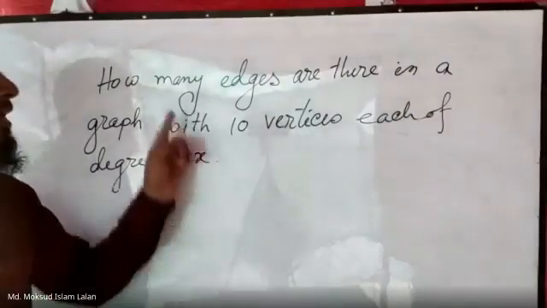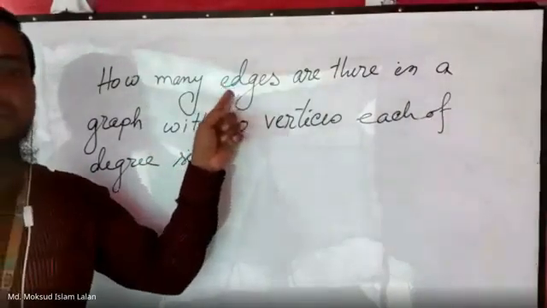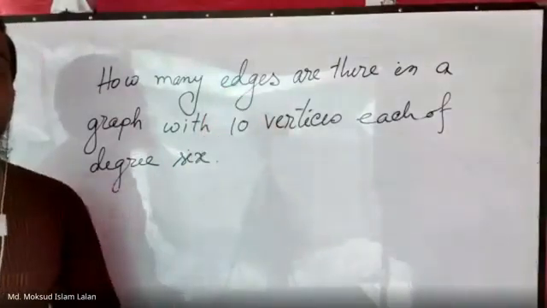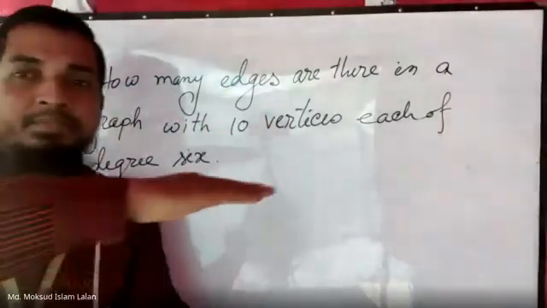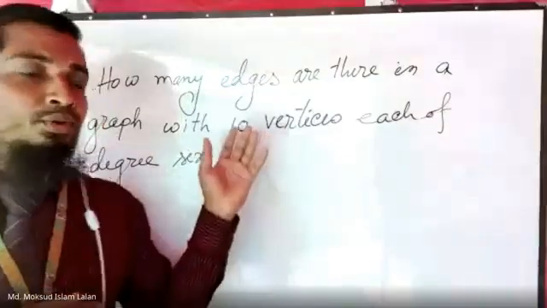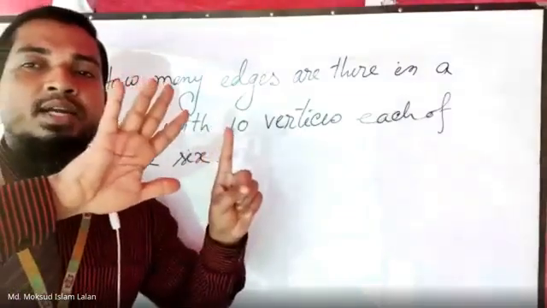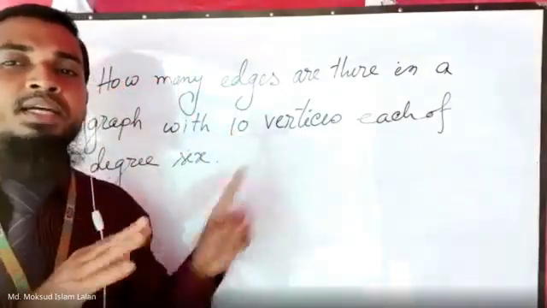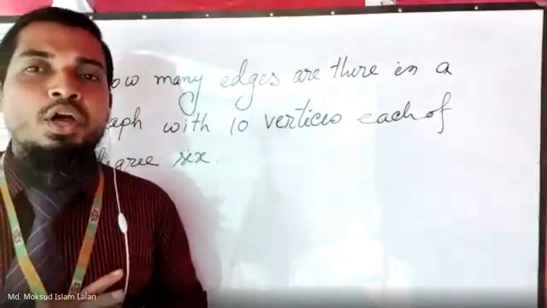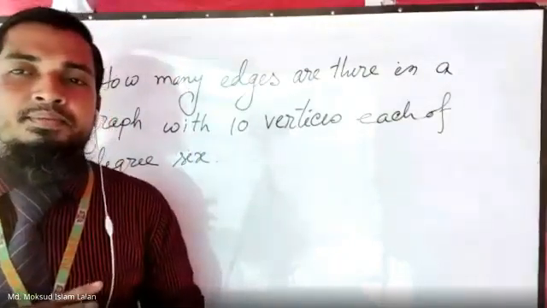You need to find the edges. How many edges will be there? Edges mean sides, right? So there are 10 vertices given, and each vertex has degree 6. What is the degree of each vertex? Degree is 6. So how many edges will there be?